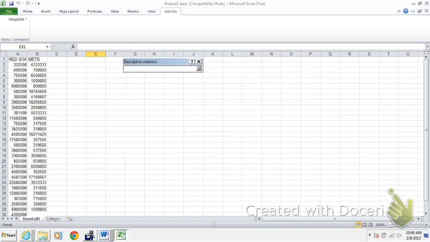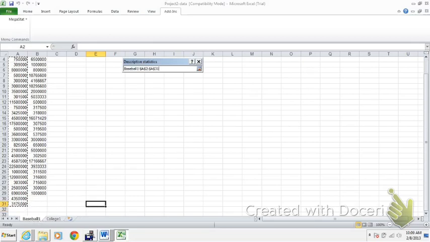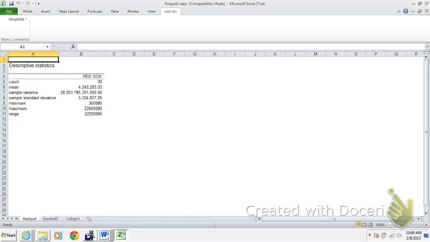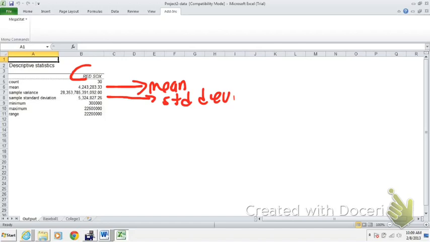Input range. I'm going to highlight just the Red Sox, and I'm going to hit OK. See, it produces the output, and stylistically you can copy and paste this into Word or whatever. Let's highlight here. It has the name, the Red Sox, and it's reporting the mean, which is over 4 million some. And notice it's reporting the standard deviation of the salaries, which is a very large standard deviation, right? $5 million some. Again, that's for the Red Sox.